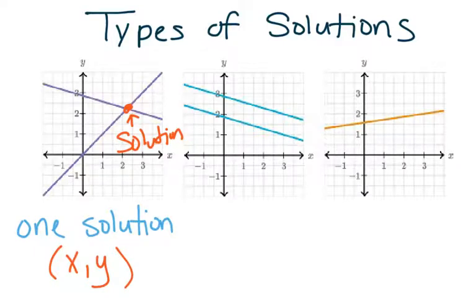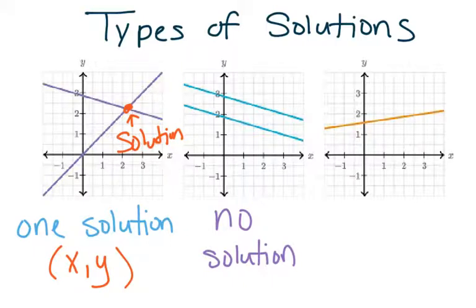The next type is no solution. No solution is when your lines are parallel and they never cross. So in order to have a solution, they have to intersect. And if your lines don't intersect, then you don't have a solution. So these two lines never intersect, so we have no solution here.